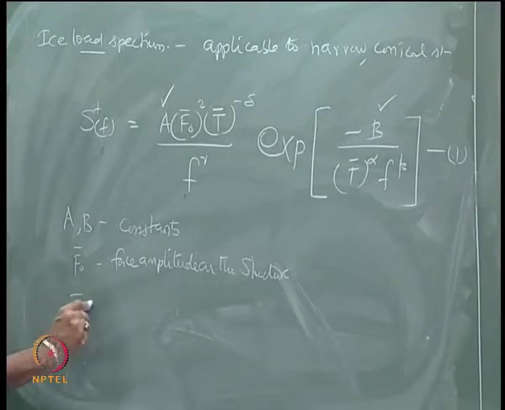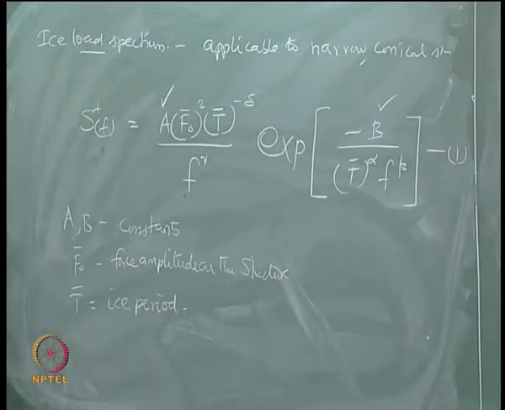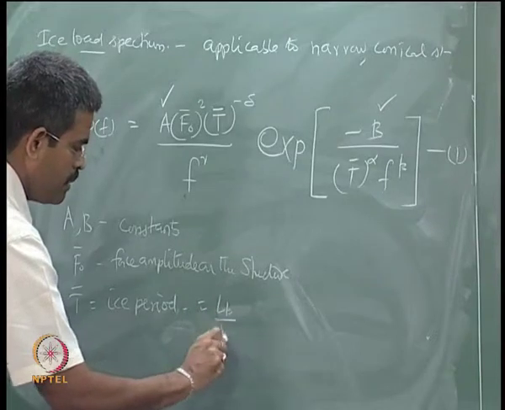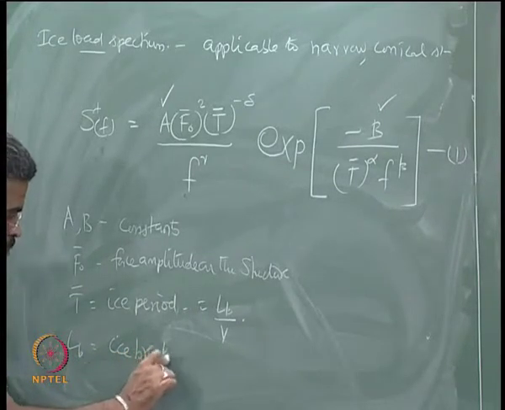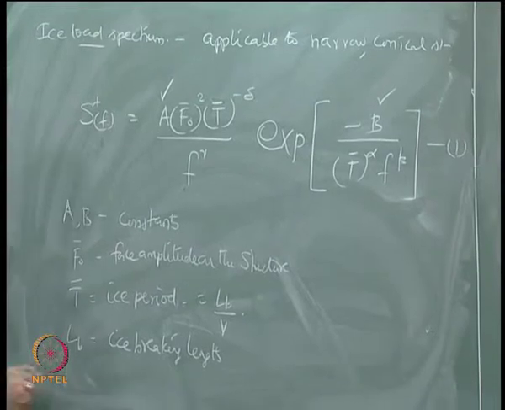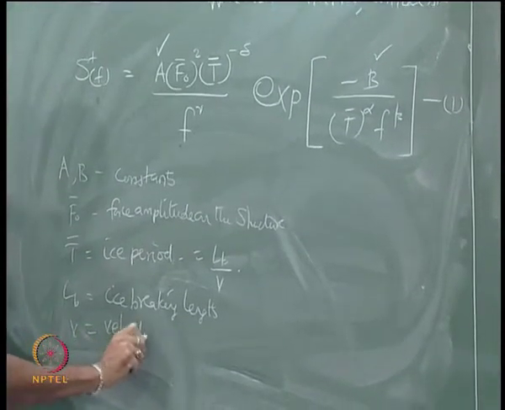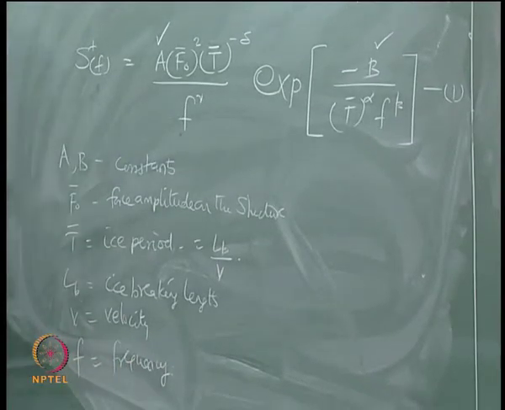T bar is called the ice period, which is given by LB by V. LB is called the ice breaking length, and of course V is the velocity with which the ice cubes or the icebergs move. In this argument F is of course the frequency at which the spectrum is plotted.